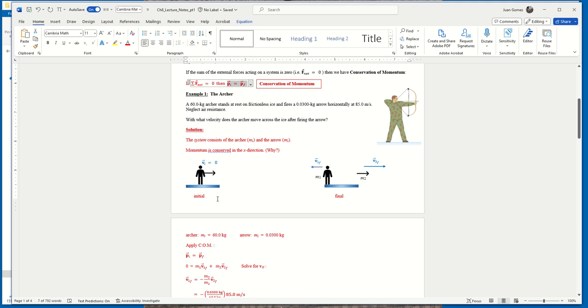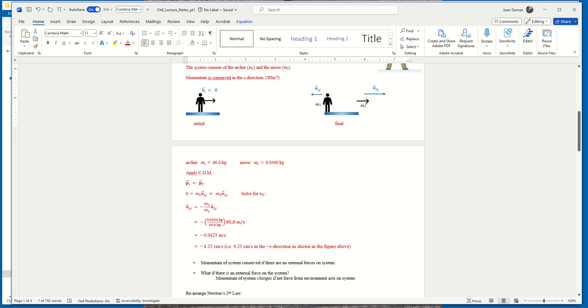Initially, neither one has momentum because both M1 and M2 are at rest. But now P final, well, we know after he fires the arrow, M1 has momentum because M1 is moving, as indicated by V1F, and M2 has momentum because M2 is moving, as indicated by V2F. So the final momentum is M1 V1 final, that's the momentum of M1, plus M2 V2 final, that's the momentum of M2 after the arrow's fired. Again, initial means before, final means after.